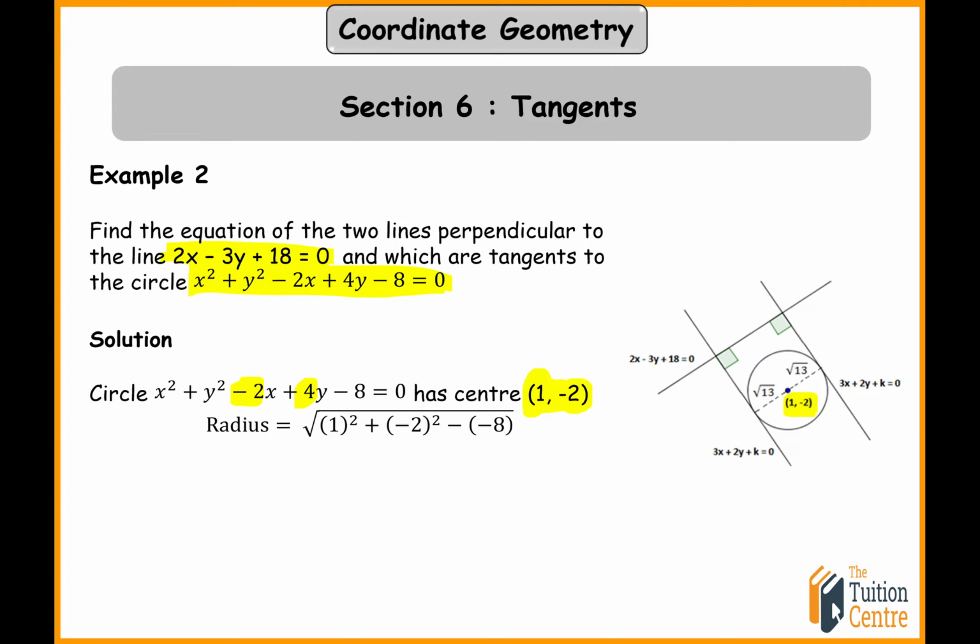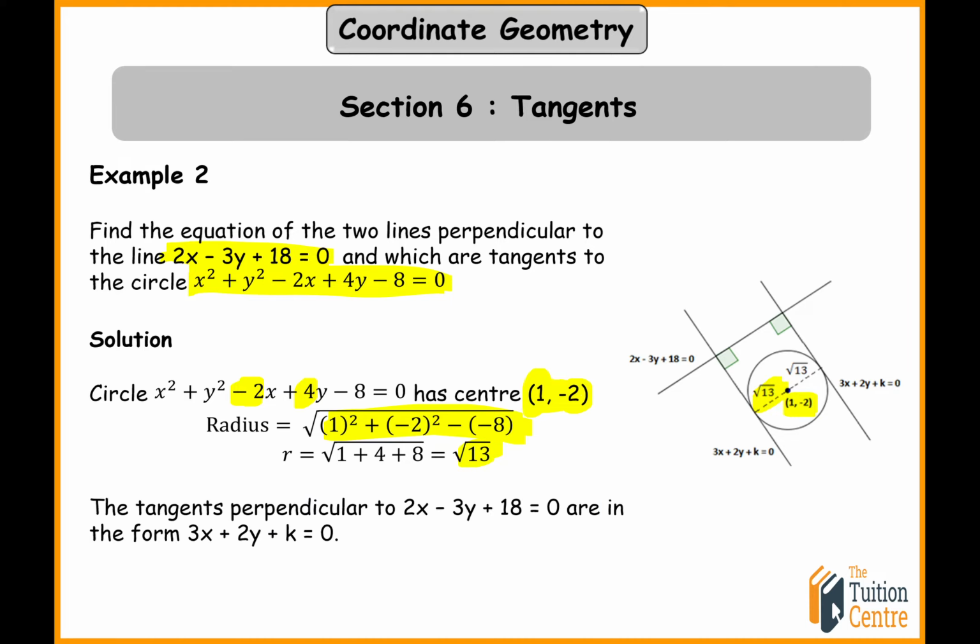So we have our center. We figure out the radius. It's the square root of g squared plus f squared minus c. So we figure out the radius to be the square root of 13. So the radius length is root 13. What we can say then is we know the tangents which are perpendicular to the line 2x minus 3y plus 18 equals 0 are going to be a distance of root 13 from the center.